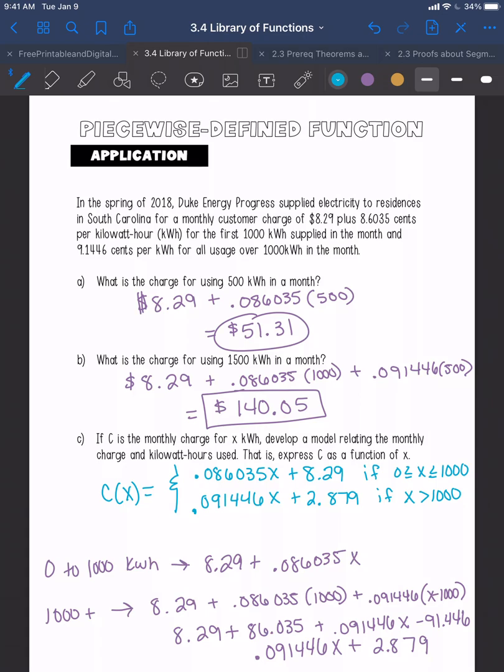And there would be our model that represents how much you would pay monthly.